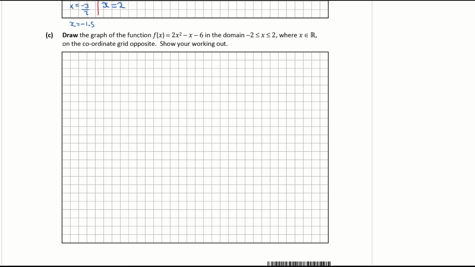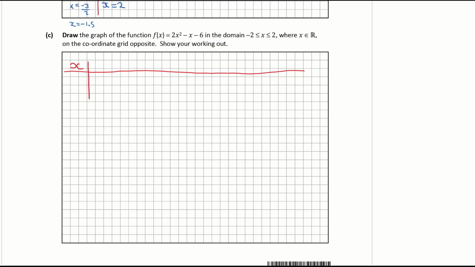Part C: draw the graph of the function in the domain minus 2 to 2 on the coordinate graph opposite. So it's on the next page here. It wants us to show all of our workings, so we're going to do out a table for all of our values within our domain. Let's draw out a table and see what we have here. The domain is my input, so I'm going to call that my x, what's going in. And my y will be my output.